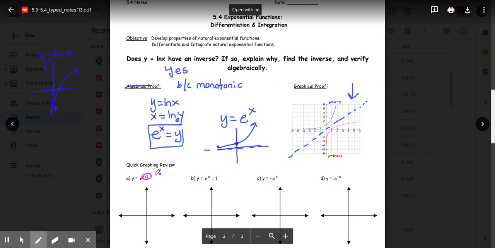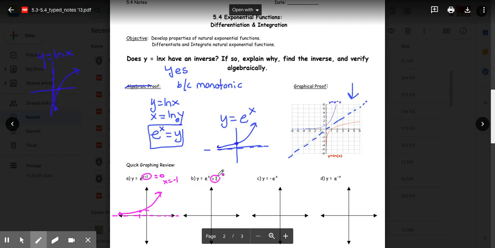For e to the x plus 1 in the exponent, when you set x plus 1 equal to 0, you get x equals negative 1. That means it shifts to the left 1. The asymptote does not change. It's at y equals 0. The point, instead of being at (0, 1), is now at (-1, 1). And it still increases from left to right.